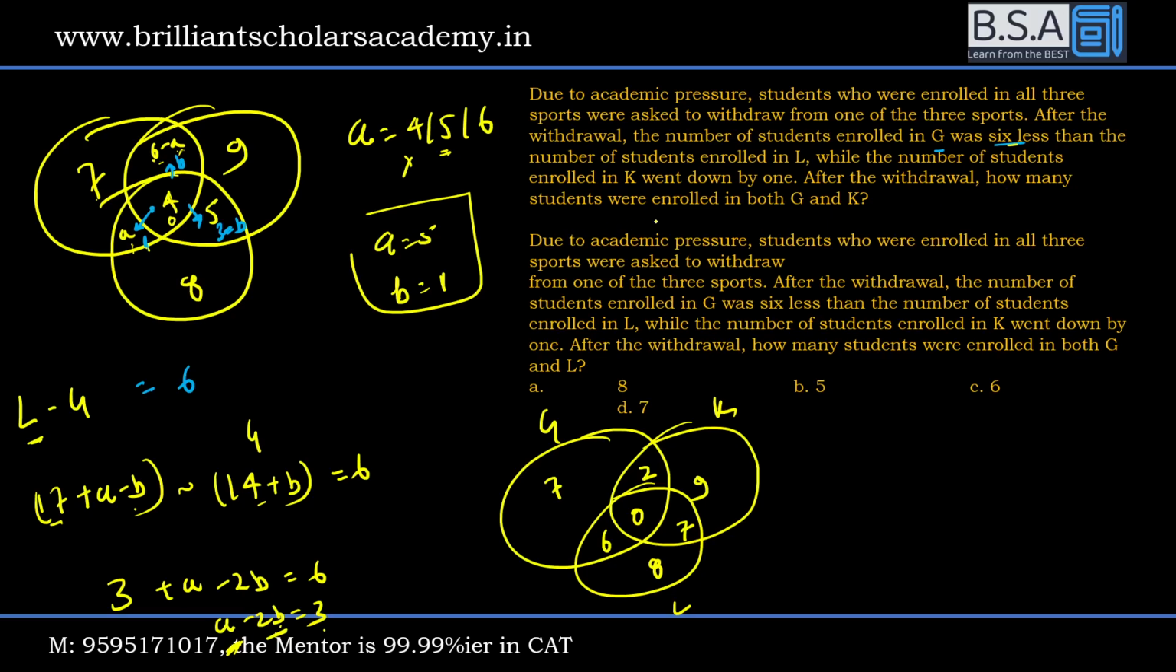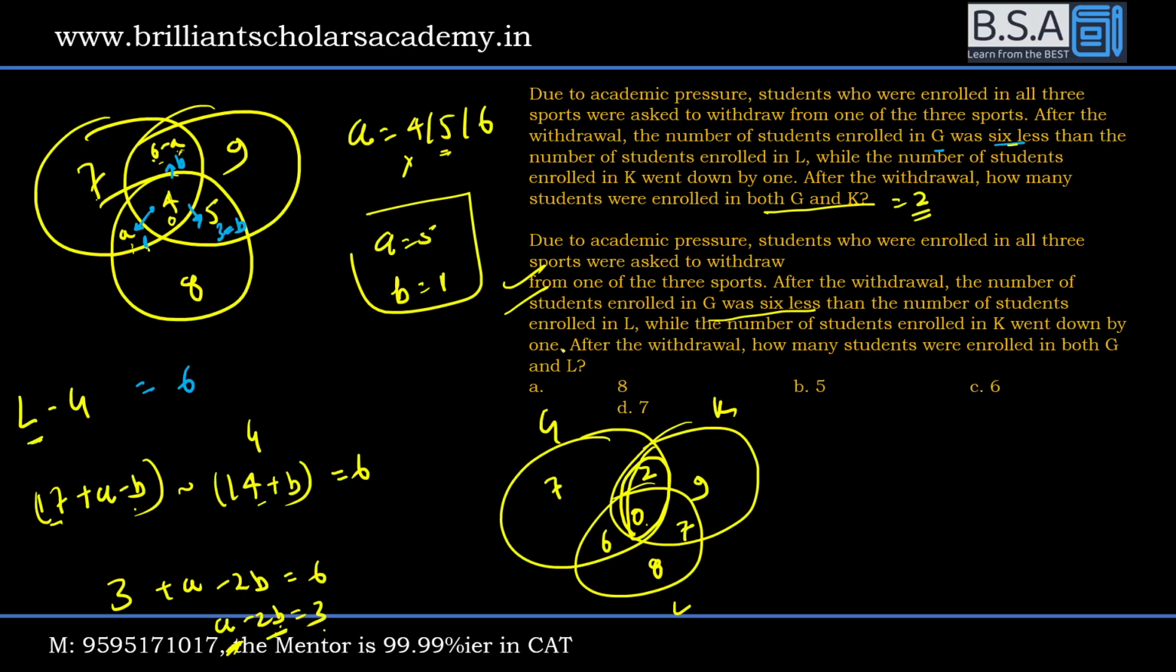How many students were enrolled in both G and K? ये लोग हैं both G and K वाले. ये लोग, बीच में तो 0 है तो G and K is equal to 2. पहली condition same है. Due to academic pressure, people who were enrolled in all three were asked to withdraw and so on. G was 6 less than so on. तो ये जो आपने पूरा solve किया वो इसमें भी काम आएगा आपको.